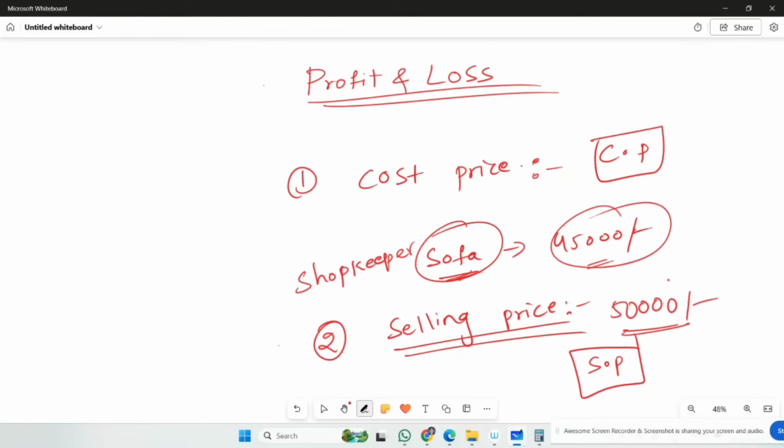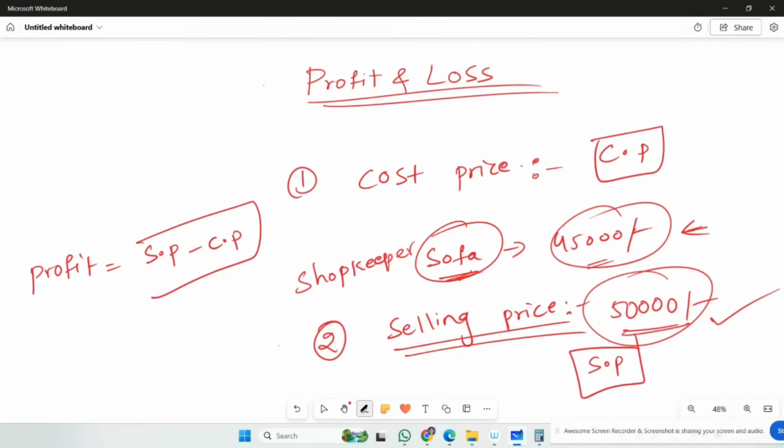So, by selling at an extra amount, he is getting a profit of 5,000. Right? Because selling price is more than cost price. Let's say profit equals selling price minus cost price. How will we say whether it is a profit or a loss? When the selling price is greater than the cost price, we call it gain or profit.